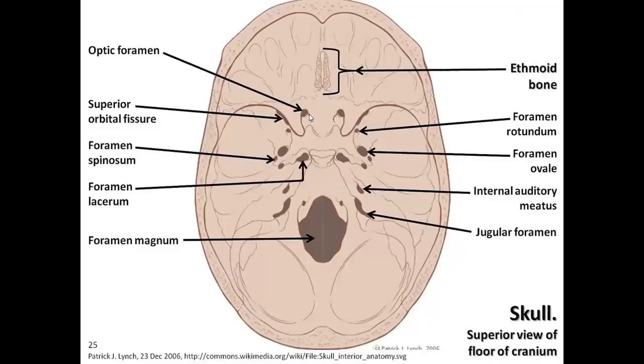If you see, this is the optic foramen, this is the superior orbital fissure, this is the foramen rotundum, this is the ethmoid bone, crista galli, this is the foramen ovale, this is the foramen spinosum, then foramen lacerum, this is the foramen magnum, this is the jugular foramen, this is the internal acoustic meatus. These are the foramina we should go through.